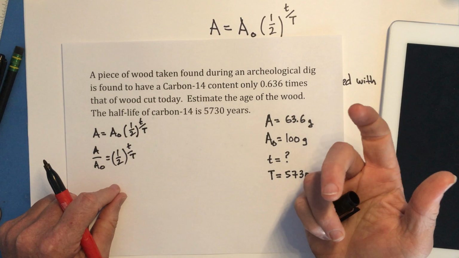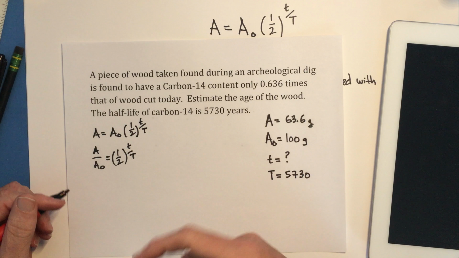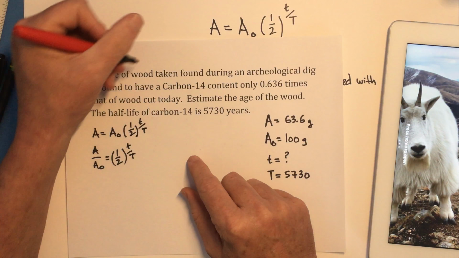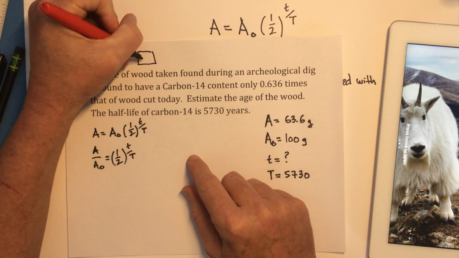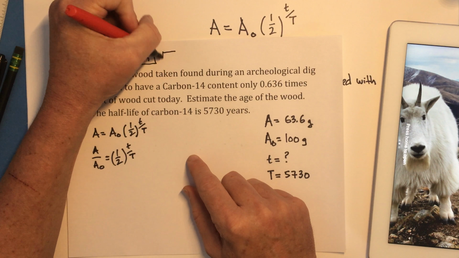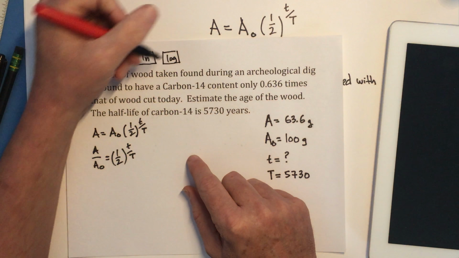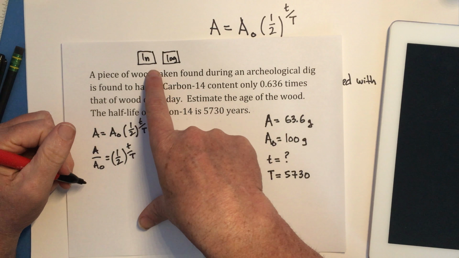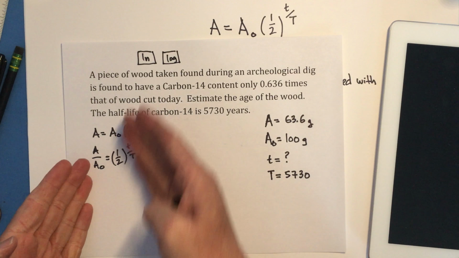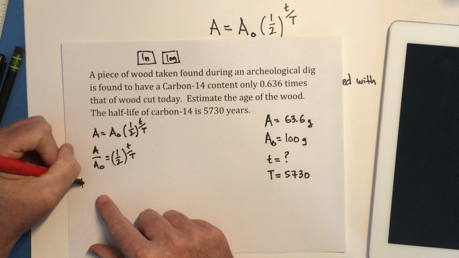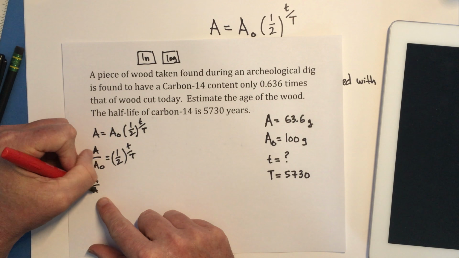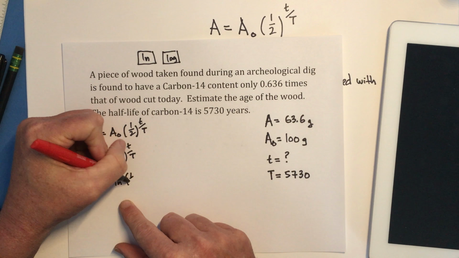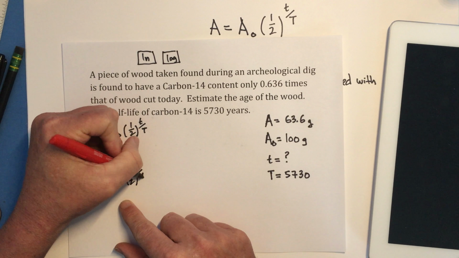And you can use any logs at all. I'm going to use the natural log, which on your calculator is a button labeled LN. You also have a button on your calculator called log. Either one of those two will work. I'm going to use the LN button here. And so what I'll do is I will take the natural log of both sides. So over here I now have the natural log of A over A sub 0 should be equal to the natural log of (1/2)^(t/T).